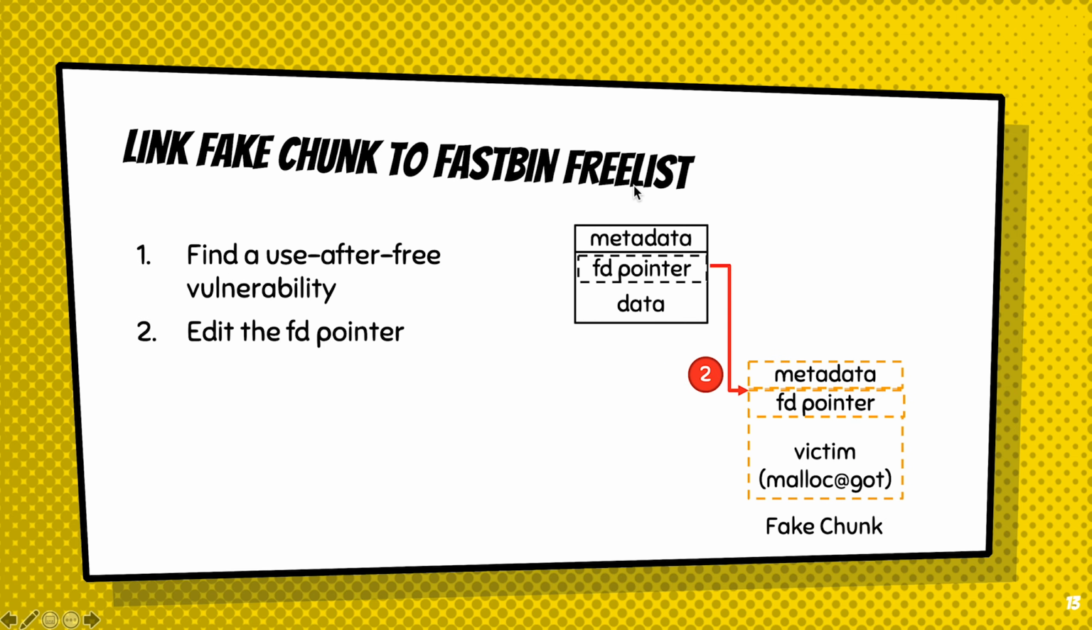So after we identify a fake chunk, the next step is to connect that fake chunk to an existing chunk inside a Fastbin free list. This requires us to take advantage of a use-after-free vulnerability so that we can modify the forward pointer to point to the fake chunk.